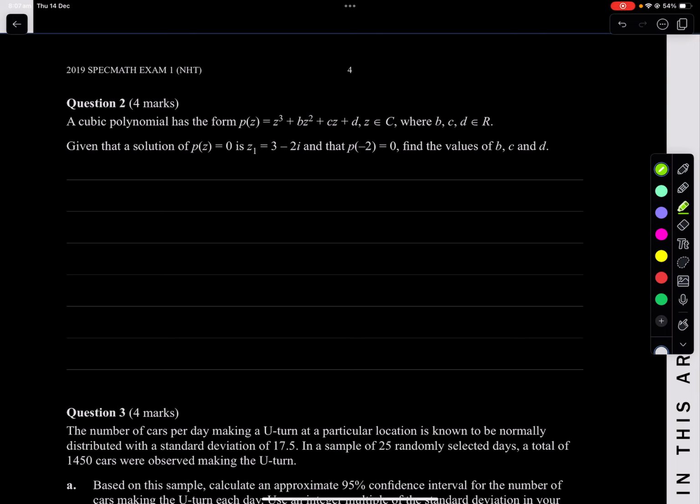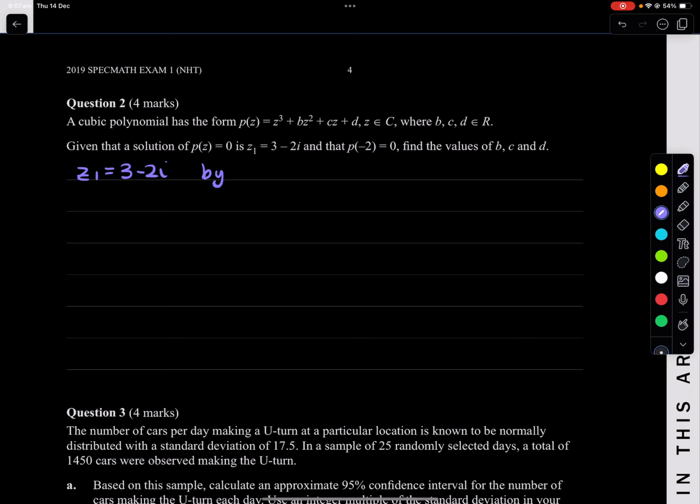Question 2. A cubic polynomial has the form this, where B and C and D are elements of the reals. Perfect. You should straight away know that if the coefficients are all real, we can use the complex conjugate root theorem. Given that a solution P of Z is this and that this is that, find the values of B, C, and D. Okay, so we have a solution Z1, which is just 3 minus 2i.